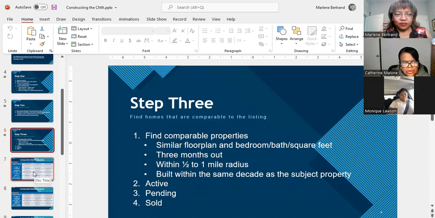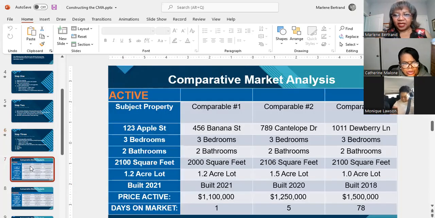So let's look at active, pending, and sold. Here is a pretend market analysis. These are fake addresses and fake everything, but it's here just so that I can give you an idea. So what I did was I looked up active properties. The subject property is 3 bedrooms, 2 baths, 2,100 square feet. It's on a 1.2 acre lot. It was built in 20, and they're listing it at 1.1 million.